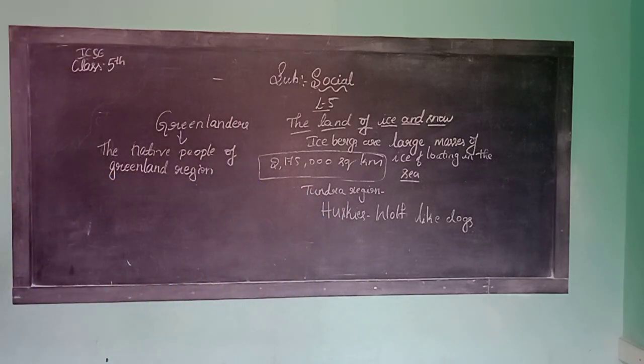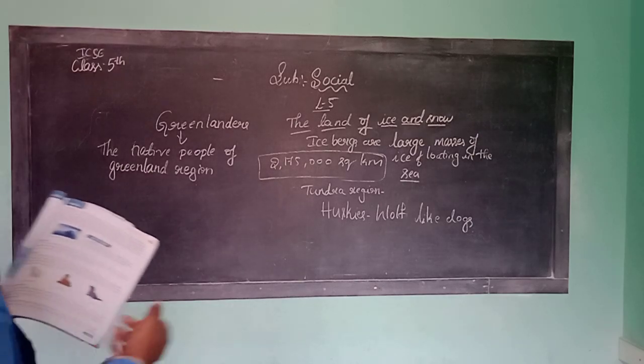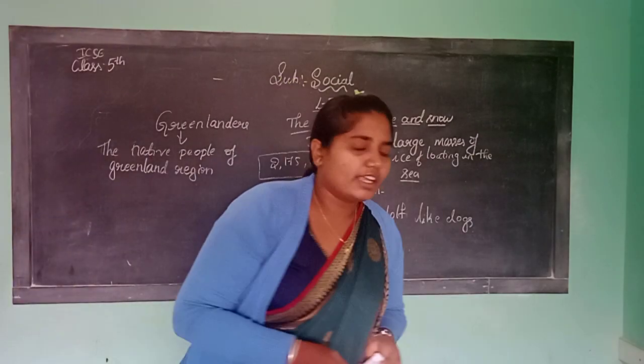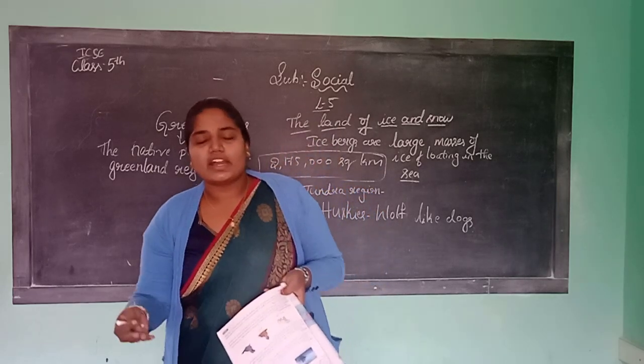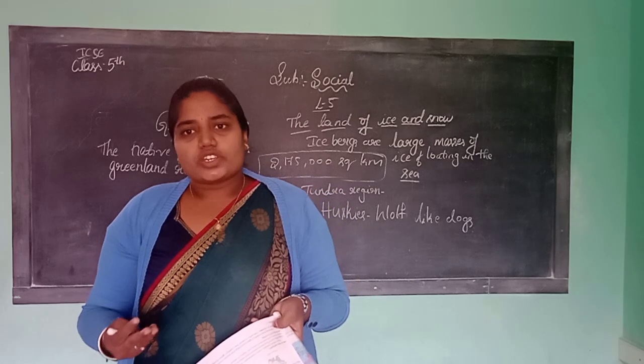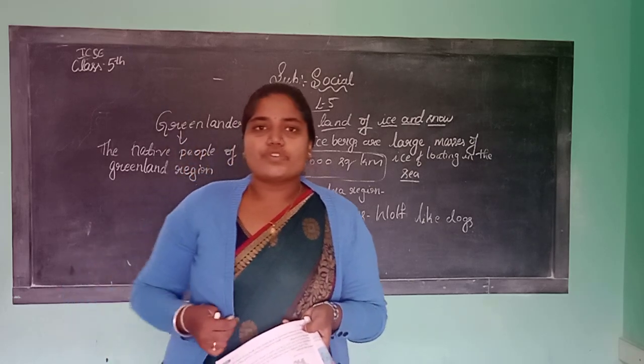Yellow or copper color skin. They are called Eskimos. Eskimos are expert at fishing and hunting. So what is the occupation? Main occupation of the Eskimos? Fishing and hunting are the occupation of Eskimos. So don't get confused, children.